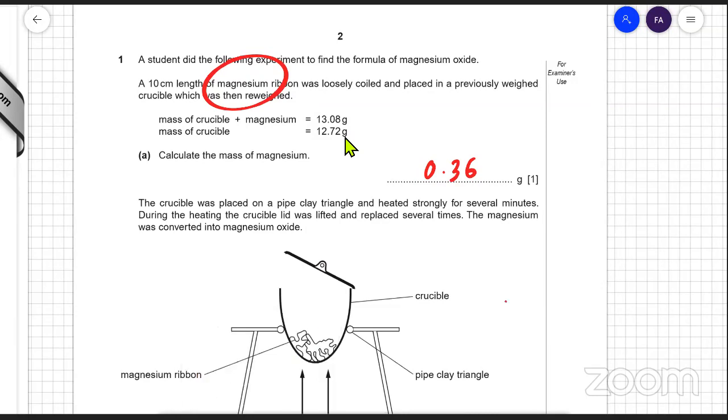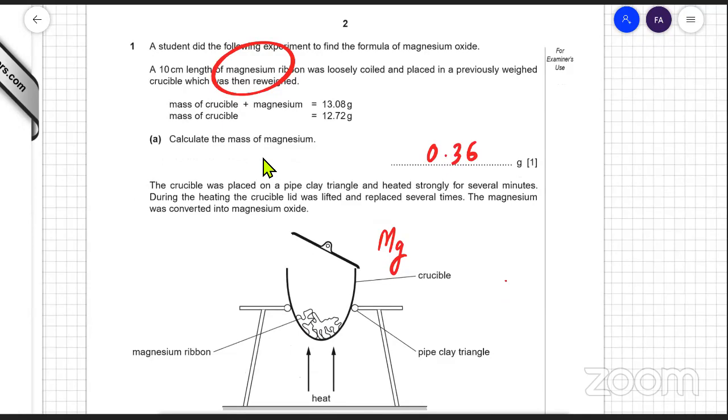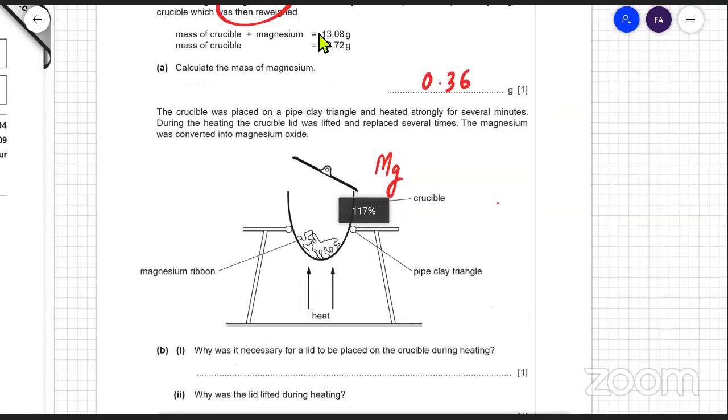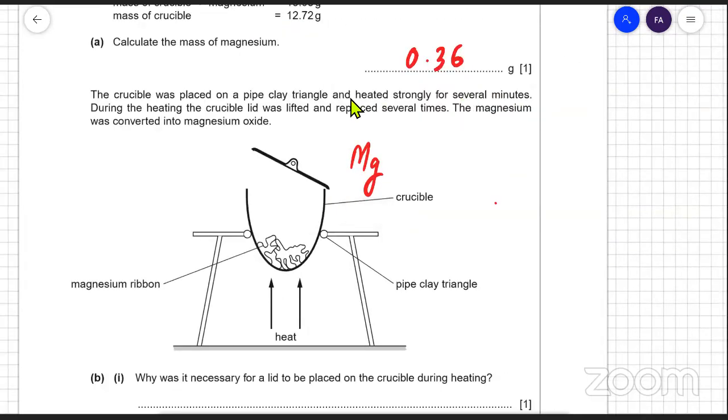Let's move to the next part of the question, which is then the crucible was placed on a pipe clay triangle and heated strongly for several minutes. So he's basically heating magnesium. There is magnesium inside this crucible, which is being strongly heated for several minutes. During the heating, the crucible lid was lifted and replaced several times. The magnesium was converted into magnesium oxide.